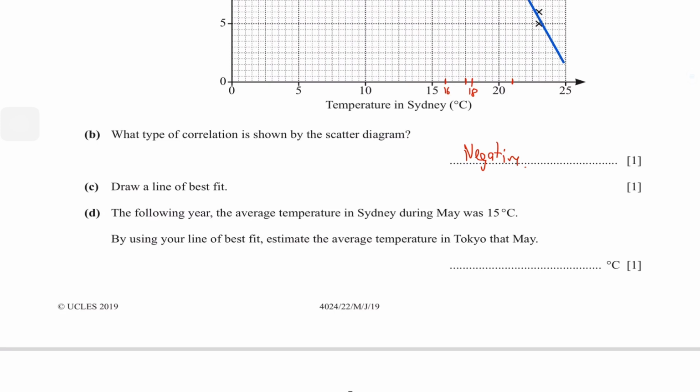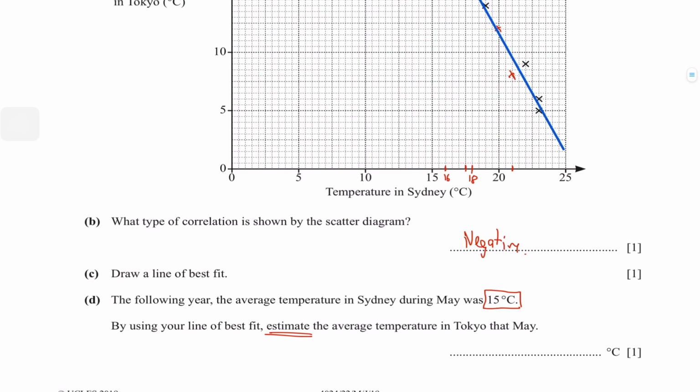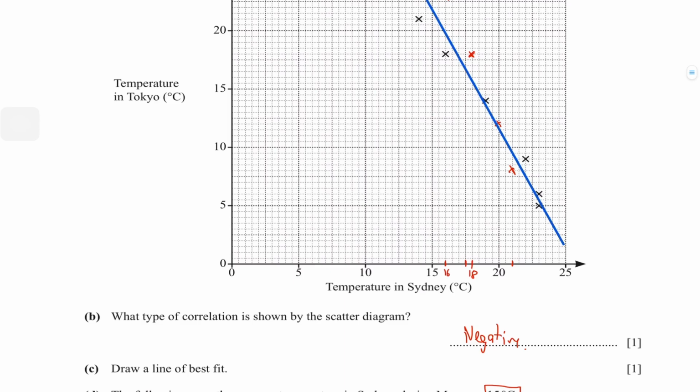Okay, now the question says, the following year the average temperature in Sydney during May was 15 degrees Celsius. By using your line of best fit, estimate. So the question here is asking us to estimate, and we're going to estimate using our line of best fit. That means our answer is obviously not going to be an accurate answer. It is going to be an estimate as close as possible to the original answer. So what we're going to do is look at 15 degrees Celsius on the x-axis, since that's where Sydney is plotted, and check out the corresponding y value. Alright, so let's do that.